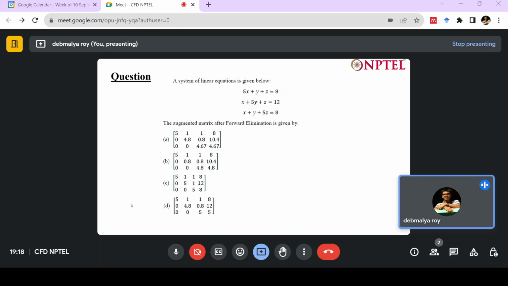Okay, let's move to the next question. In the next question, we have to find the augmented matrix after forward elimination method.